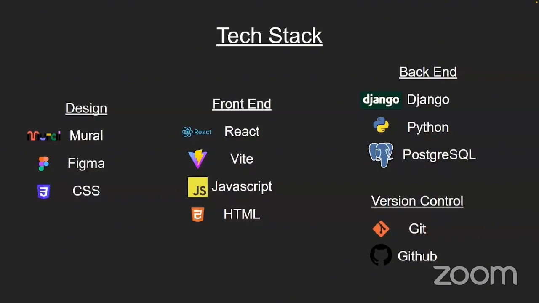Additionally, users can create an account, allowing them to save favorite events or even create their own. The application was outlined in Mural and designed using Figma, then developed using Django and React, with Git and GitHub for version control. Those frameworks are utilized to ensure a dynamic and intuitive user experience. Earljan will now walk us through the user authentication portion.